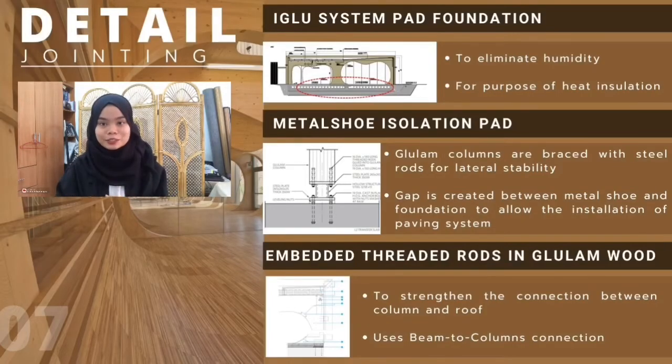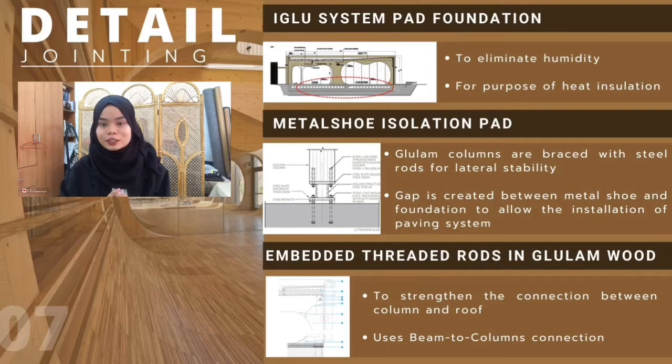On a side note, these are the detailed jointing for the Guastalla structure. First is the igloo system used along with the pad foundation. Its purpose is to eliminate humidity and for heat insulation. Secondly, you will notice that there is a metal shoe isolation pad connected to each piece of glulam column. The glulam columns are braced with steel rods for lateral stability and seismically isolated from the concrete foundation. The purpose of creating the gap is to allow the installation of the paving system.